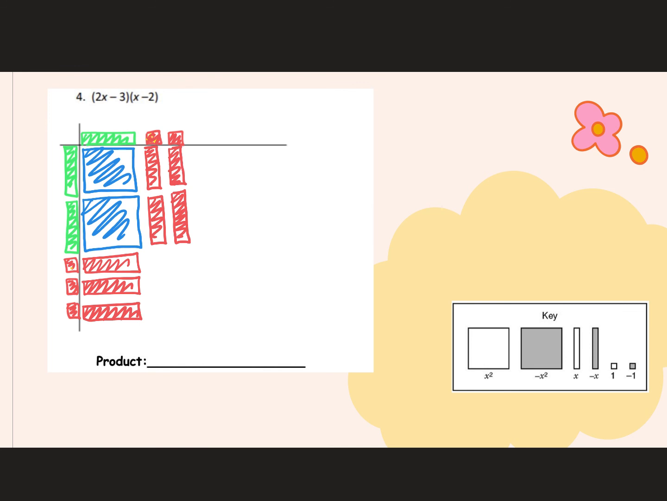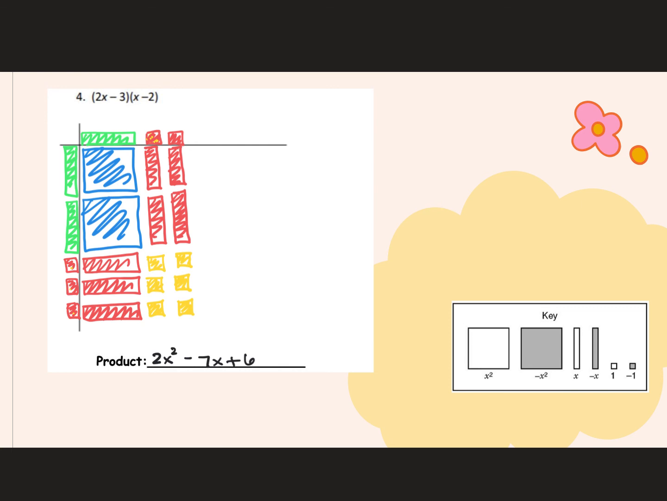Then negative 1 times negative 1 gives me positive 1. Negative 1 times negative 1 gives me positive. Same here. Negative times a negative is a positive. So here, looking at my tiles, I have 2x squared minus 7x plus 6. Let's check ourselves.